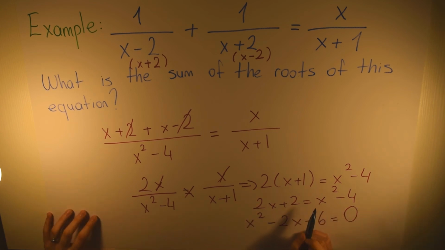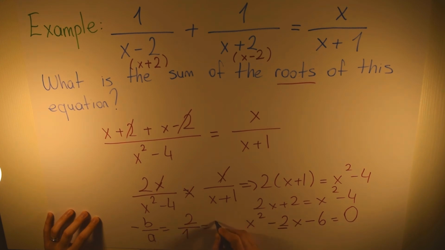What was the question? The sum of the roots. So how do we find the sum of the roots? It's minus b over a, right? Which is equal to minus b. It's 2 over a. It's 1. So our answer is 2.